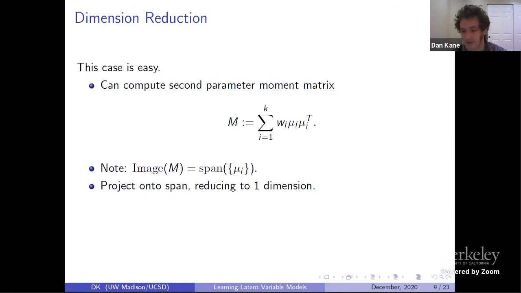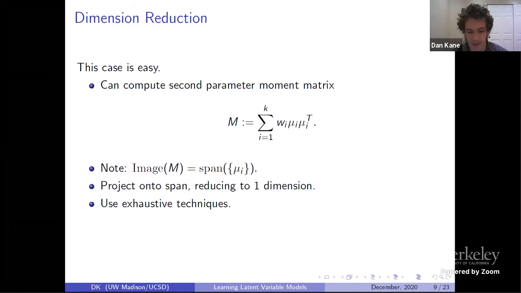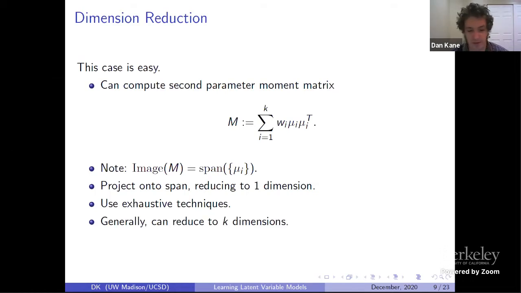And by computing this second parameter moment matrix, we can find that one or two-dimensional subspace. We can project everything onto it. And once again, once you're in finitely many dimensions, there are basically exhaustive techniques that you can do that now work in polynomial time. And so for this problem, at least, it's actually not hard to do that. This technique is actually reasonably well known. I mean, generally you can reduce your m-dimensional problem into a k-dimensional problem using techniques along this line. And this is a fairly commonly used pre-processing step for problems like this.